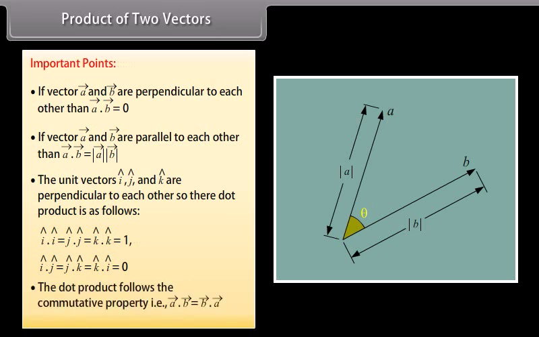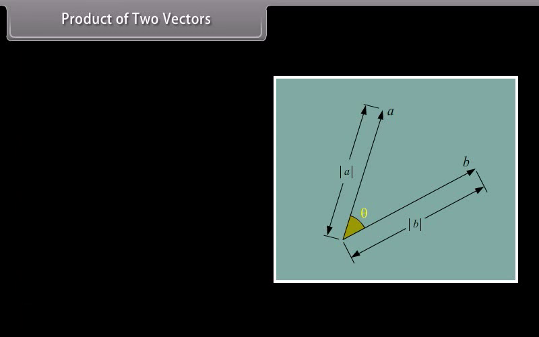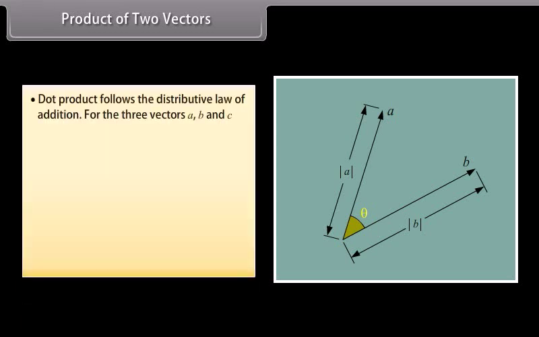The dot product follows the commutative property. That is, the dot product of vectors A and B is equal to the dot product of vectors B and A. The dot product follows the distributive law of addition for the three vectors A, B and C. Dot product of vector A and (vector B plus vector C) is equal to the dot product of vector A and B plus the dot product of vector A and C.